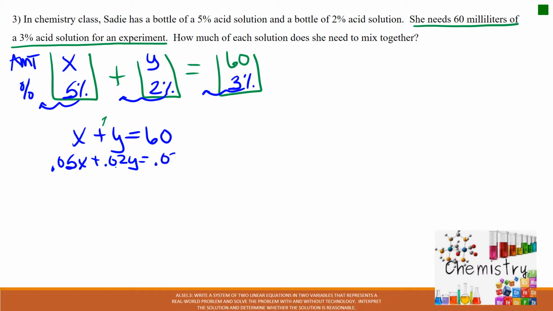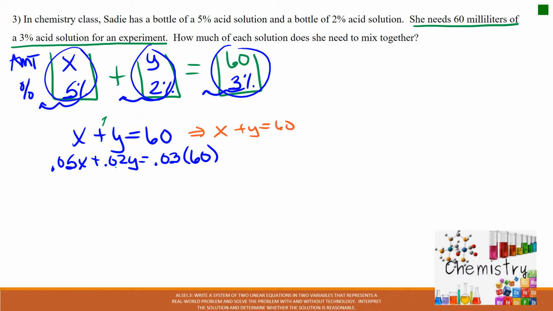3%, 2 places to the left, 0.03 times 60. Notice when we get to the percent, it's multiply, multiply, multiply. I'm going to, of course, do elimination this time. I'm going to say X plus Y equals 60, and I'm going to subtract the Y. So X is equal to 60 minus Y. I'm going to put that in for X.